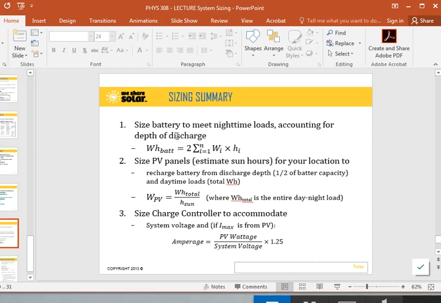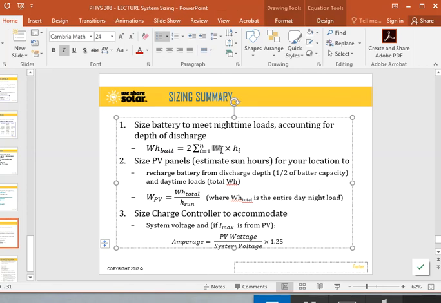So here's the summary of everything we did. If you want to figure out what size of battery you need, you should take the watts that you need for all your nighttime loads, multiply by how many hours you think you need, do that for every single subcomponent, and add it all up together. We did an example like that. And then when you're all done, multiply by 2.